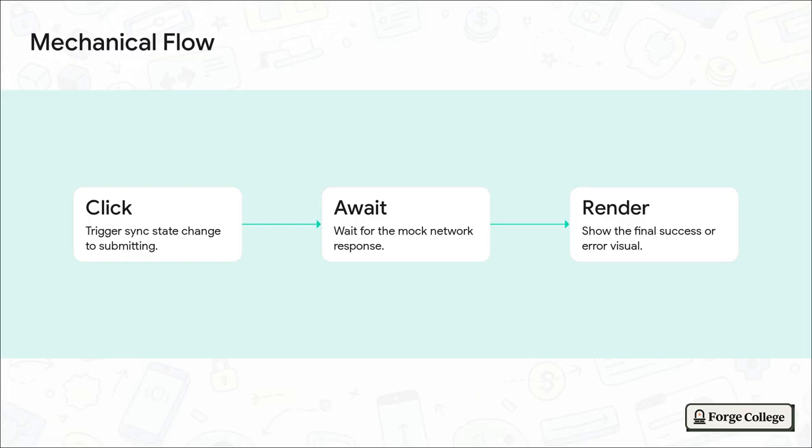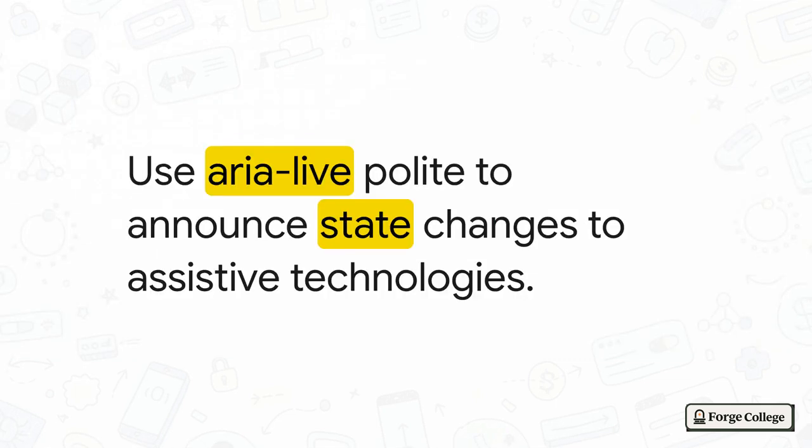Now, I need to issue a massive warning right here. Never, ever wait for the network promise before updating your UI to that submitting state. If you wait for the network to say, "I'm thinking," before you show the spinner, you completely destroy the perceived performance.